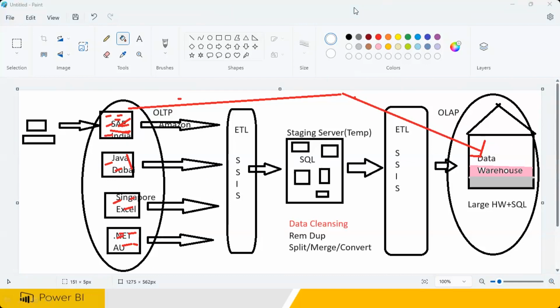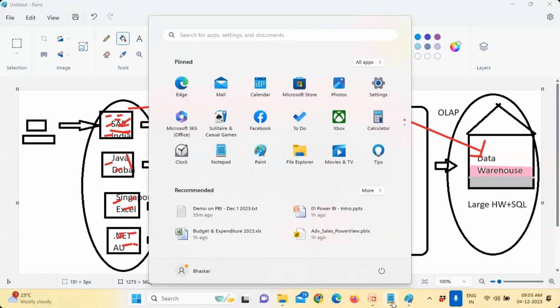Clear? So data warehousing will be your drum, and SAP, Java, and all the servers may be your buckets. It may be a plastic bucket, silver bucket, gold bucket, or some other bucket. It may be Java, .NET, it doesn't matter. We need to have only the data.